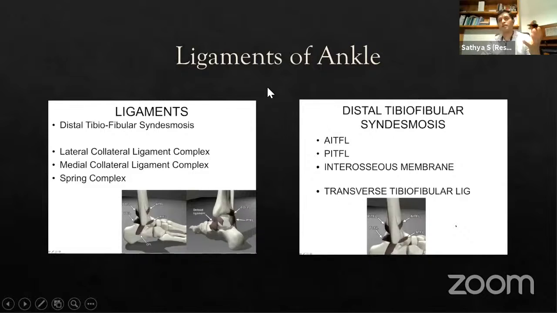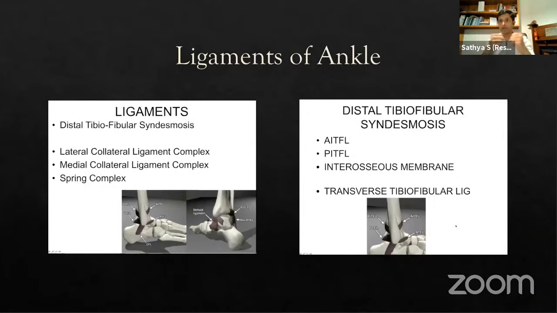So the major ligaments of the ankle: we know that you have the tibiofibular syndesmosis present in this area, and the lateral ligament complex, the medial ligament complex, the deltoid ligament, as we call it, and then the spring ligament complex, which attaches partly to the deltoid and partly to the navicular and the talus as well. And the distal syndesmosis ligaments, you can see the anterior inferior tibiofibular and the posterior inferior tibiofibular. Also the interosseous membrane, which continues in the middle as the interosseous tibiofibular ligament also.